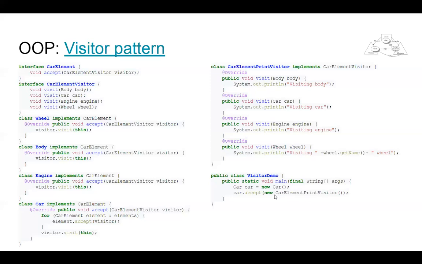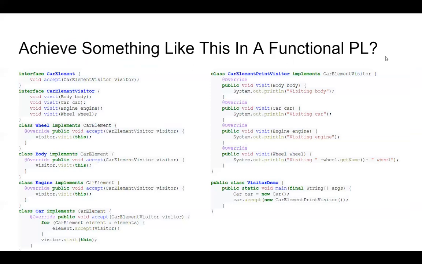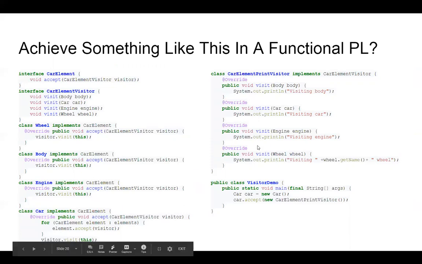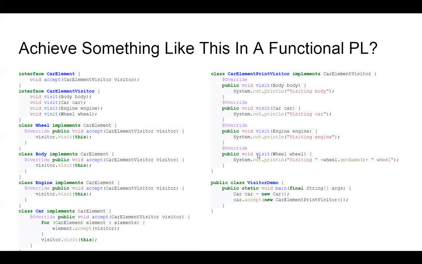And so how do we achieve this sort of thing in a functional programming language? We're probably not going to get this automatic separation of the different types, right? Because that's not really how a functional programming language is going to work. By the way, bonus, I just put these overrides on the side so it would fit.